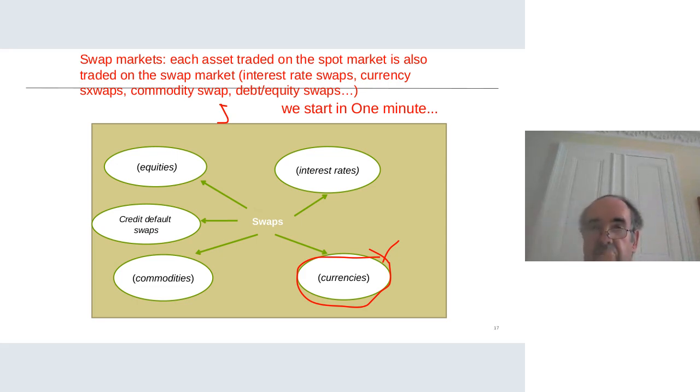But be careful, be very careful. Stop dinner. Set your fork, your knife on the table. Stop dinner. If you make a currency swap, be careful.